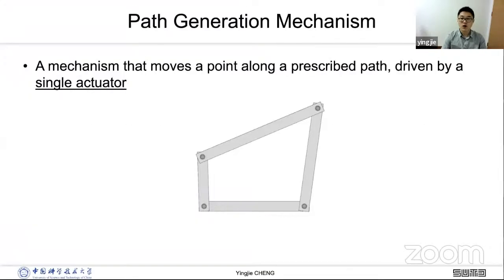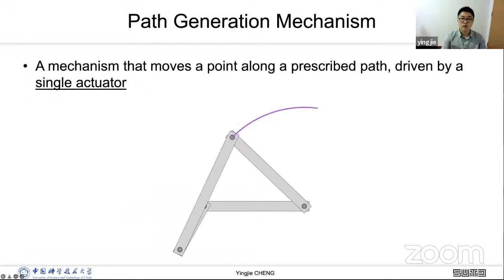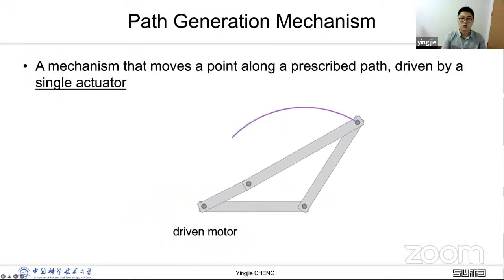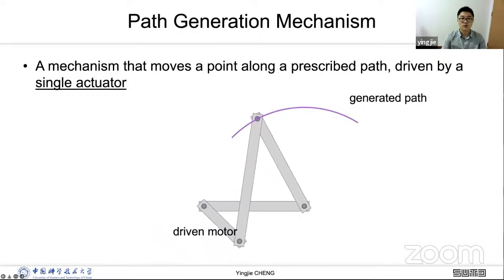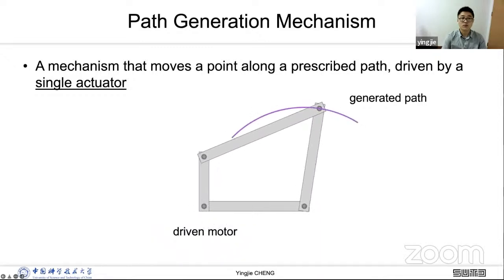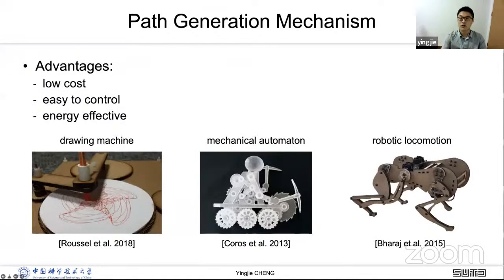Here, we show an example of a path generation mechanism, which is a 4-bar linkage. When the left bar is driven by a single motor, the endpoint on the right bar will generate a path, say the arc in purple. A path generation mechanism typically requires only a single motor. This brings several advantages, like low cost, energy efficiency, and ease of control. In contrast, robotic arms require multiple motors to drive, and additional control algorithms.